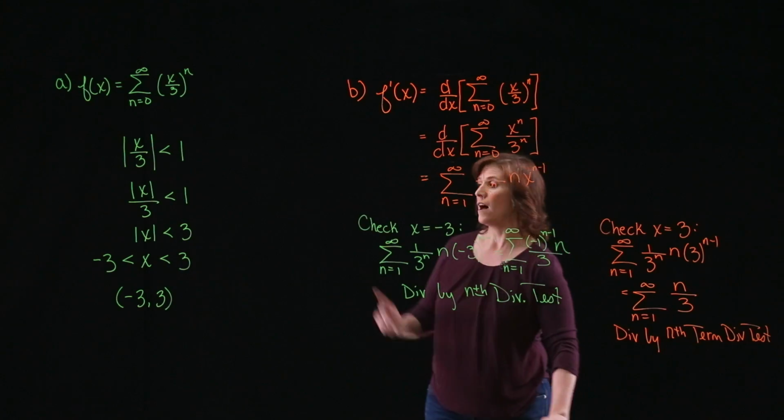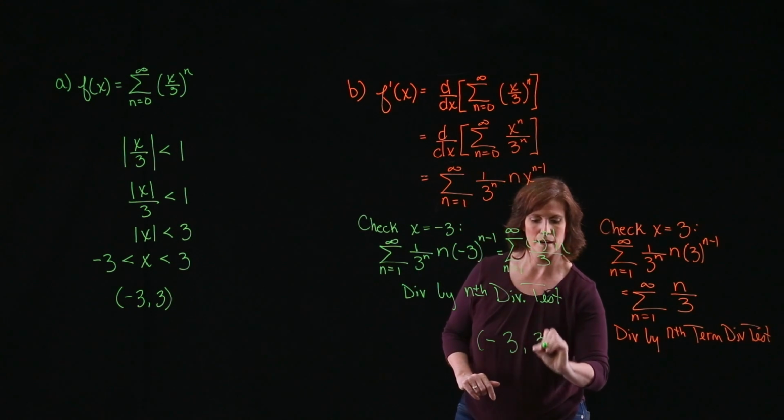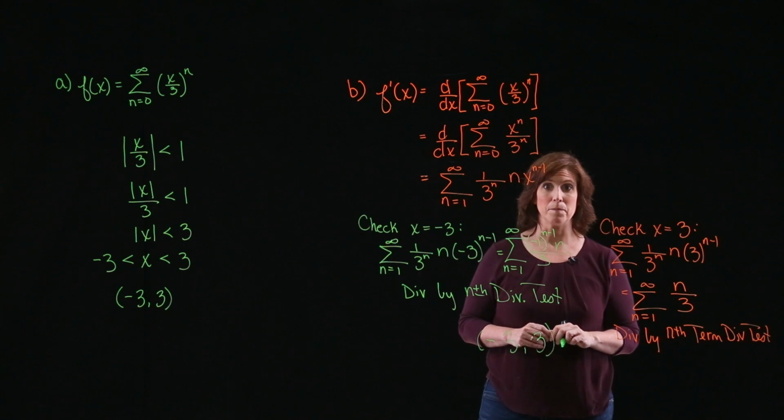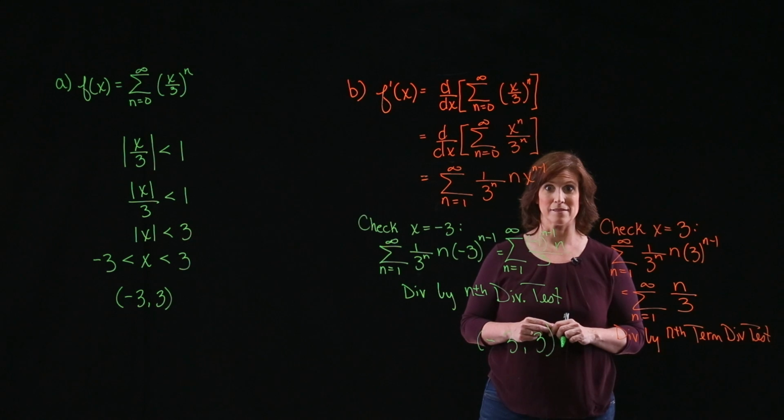So my interval of convergence, again for this problem, is -3 to +3. Now let's clear the board and we'll take a look at the next two examples.